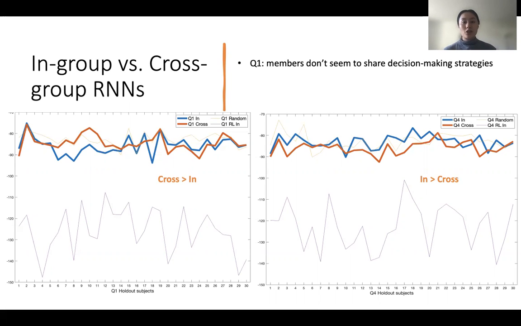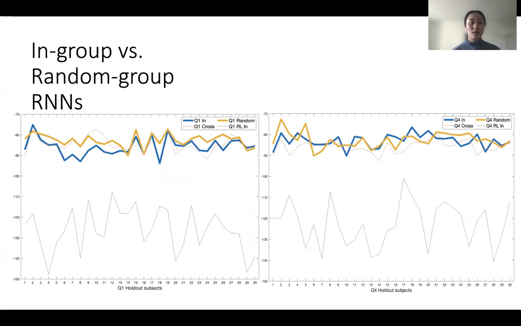This suggests that for Q1, members don't seem to share decision-making strategies a lot, because if you train an RNN on Q1 and then test it on Q4, it actually does better than if you train and test on the same group of people. And furthermore, we compared in-group versus random group RNNs.